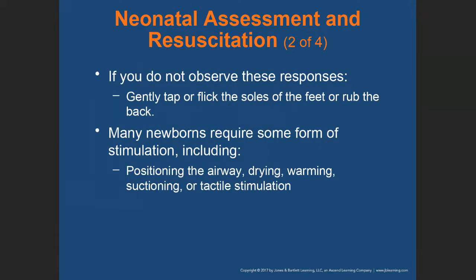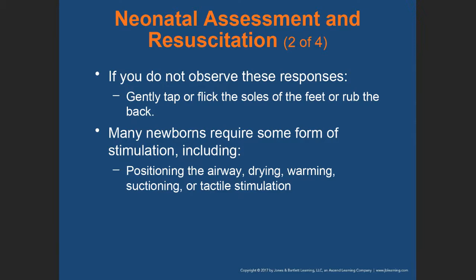If you do not observe these responses, gently tap or flick the soles of the feet or rub the back. Do not hold them upside down by the legs and slap them, right? Just gently tap the feet, rub the chest, rub the back, keep the head down. That's how we stimulate them. Many newborns require some form of stimulation, including positioning the airway, drying, warming, suctioning, and tactile stimulation. And when we suction, it is the mouth first, nose after, with a bulb syringe.